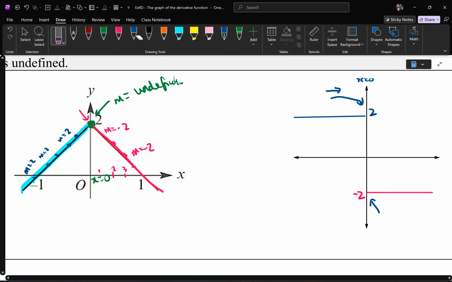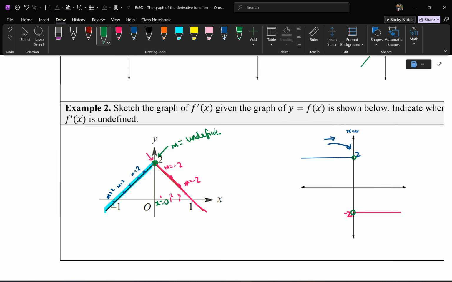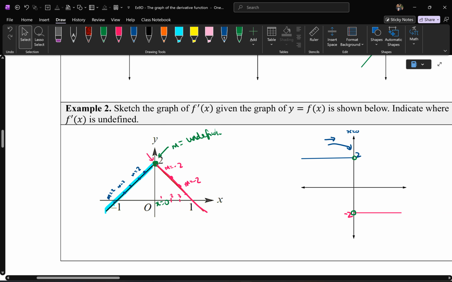Because we can't determine it, in the exam they'll be checking that you put open circles to show that it's undefined there. So you should have open circles at x equals 0. And that's just a typical, simple idea.